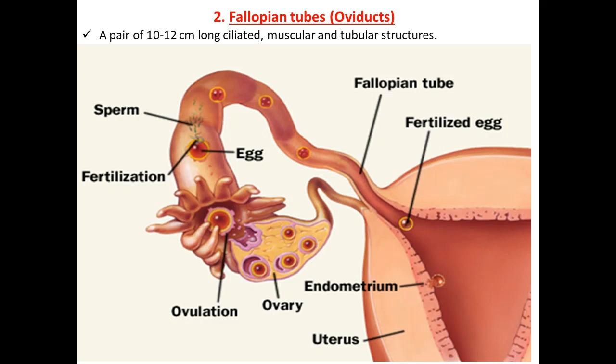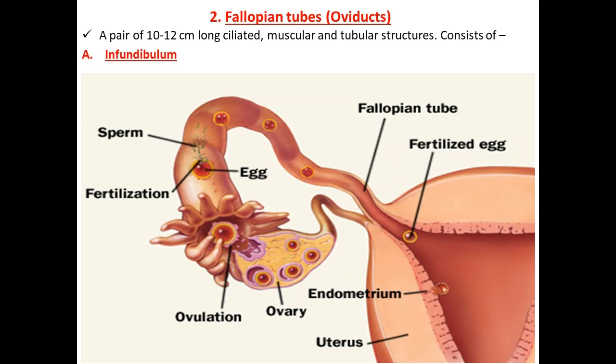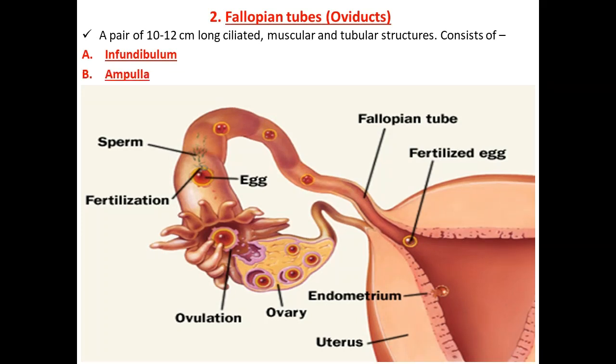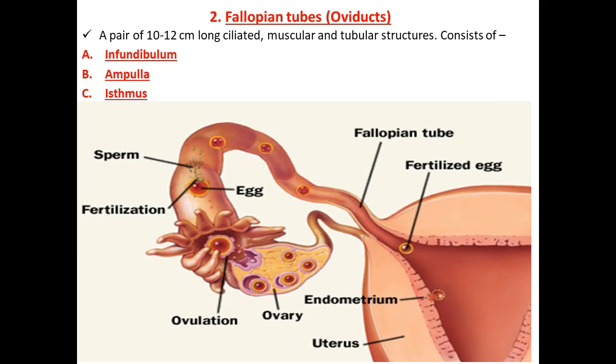Coming to the oviduct components. The oviduct has 3 further parts. Number 1 is the infundibulum. Number 2 is the ampulla. And number 3 is the isthmus.